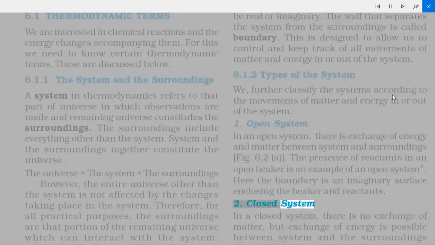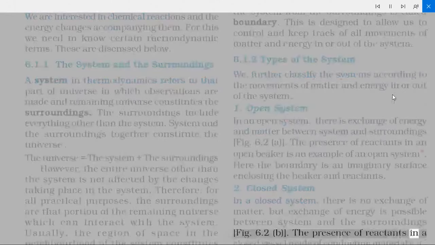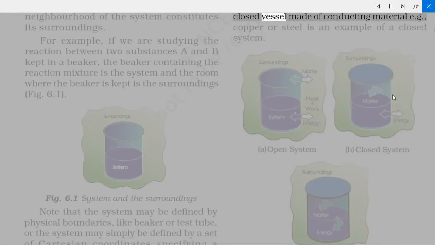2. Closed system. In a closed system, there is no exchange of matter, but exchange of energy is possible between system and the surroundings. Fig 6.2 B. The presence of reactants in a closed vessel made of conducting material, e.g., copper or steel, is an example of a closed system. Fig. 6.2. Open, closed and isolated systems.